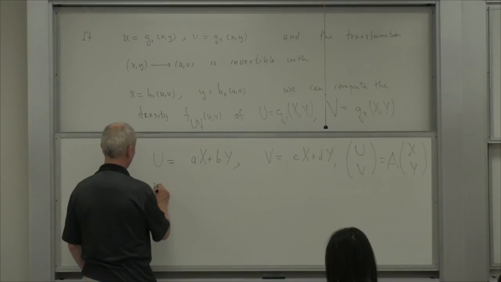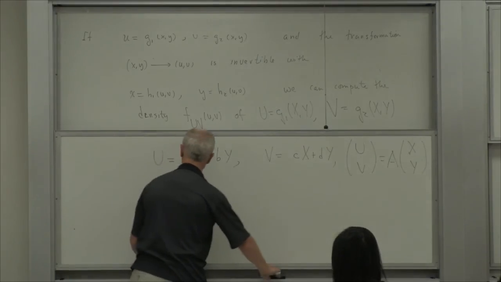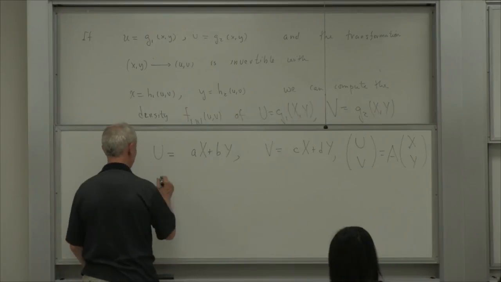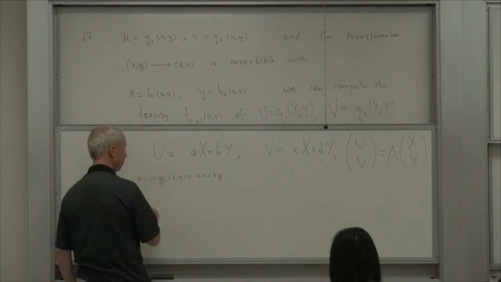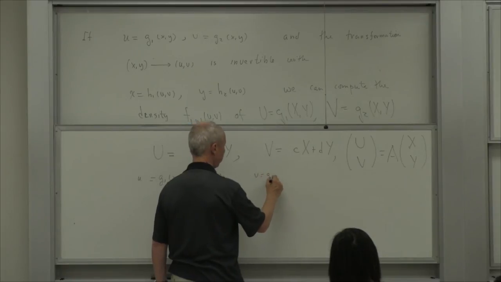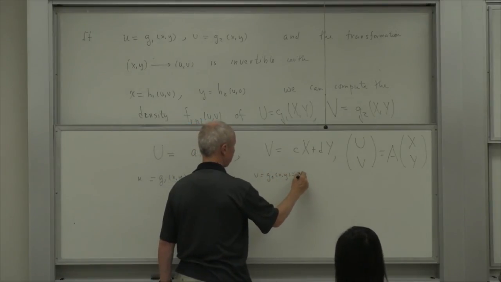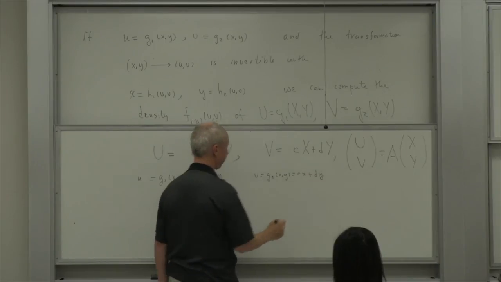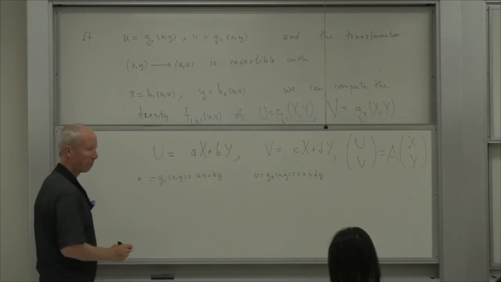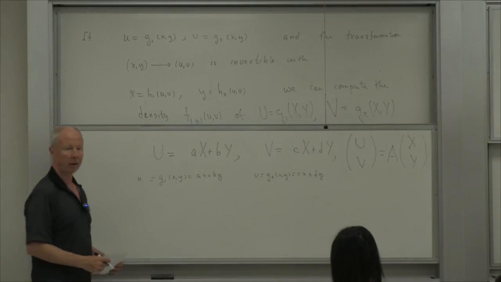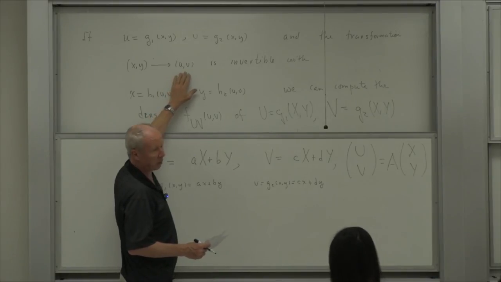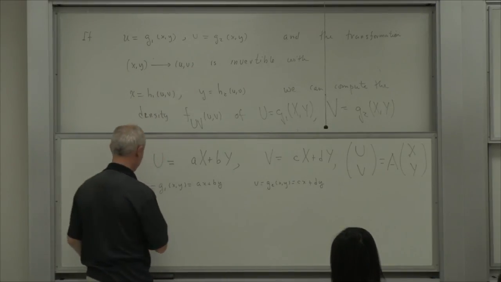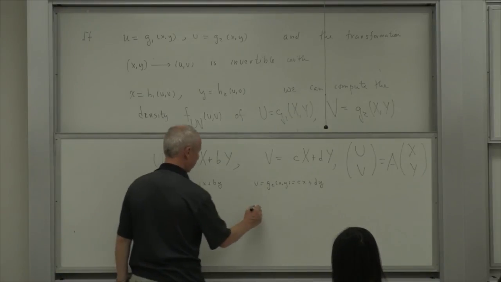In other words, little u, let me write it this way, little g1 of xy is a times x plus b times y. That's our variable little u. And v, g2 of xy is cx plus dy. What would h1 and h2 equal here? Well, we want to invert the transformation that takes you from xy to uv. So you want to go from uv to xy. So how can we solve this for x and y?